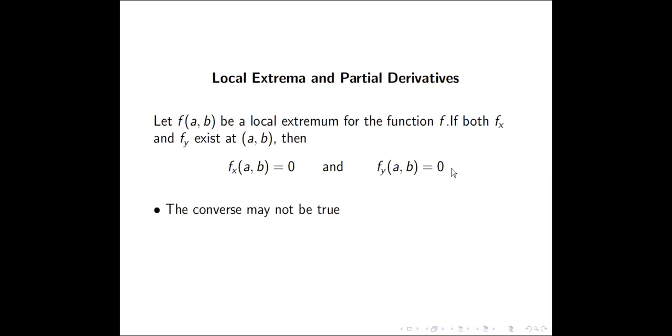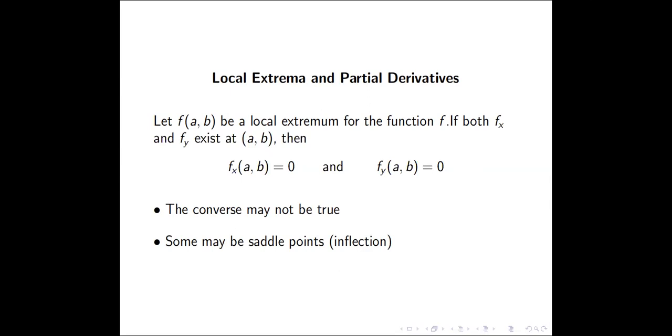Now, the converse may not necessarily be true. It does not mean that if the partial derivatives are 0, then we always have a local extremum. There are cases where we can have the two equations here satisfied, but we neither have a maximum or a minimum point at the point AB. And such points are what we call saddle points for a surface. And that's the equivalent of inflection points for curves.